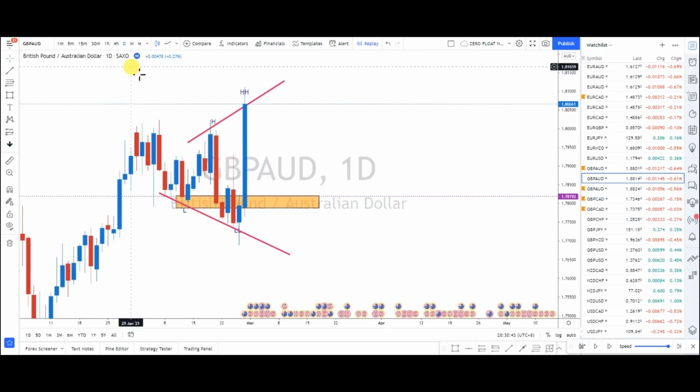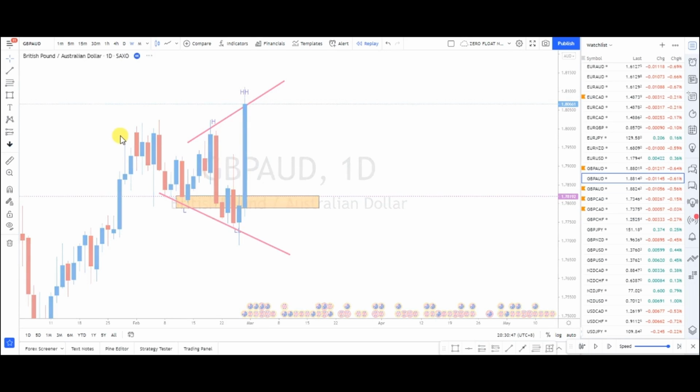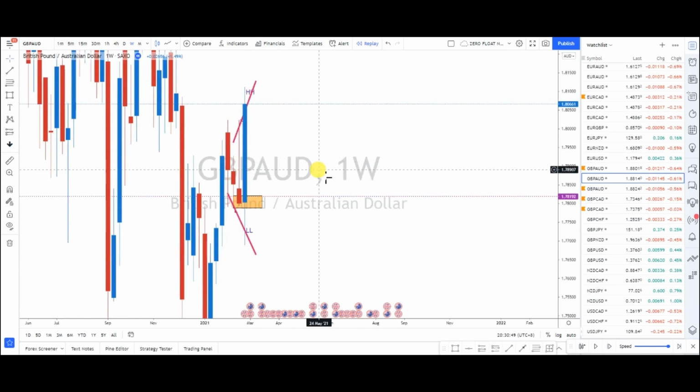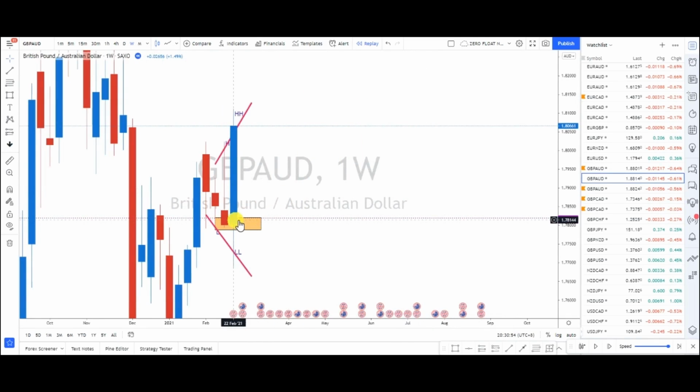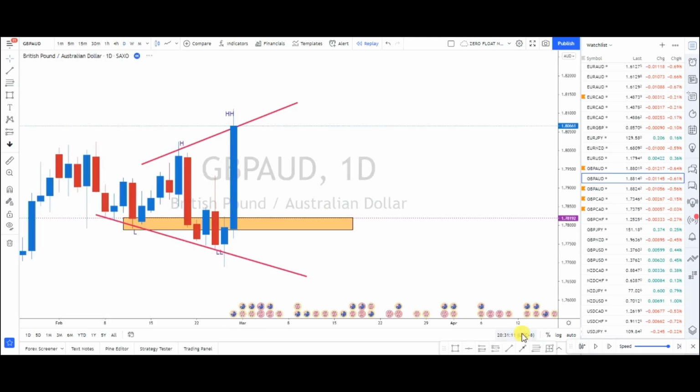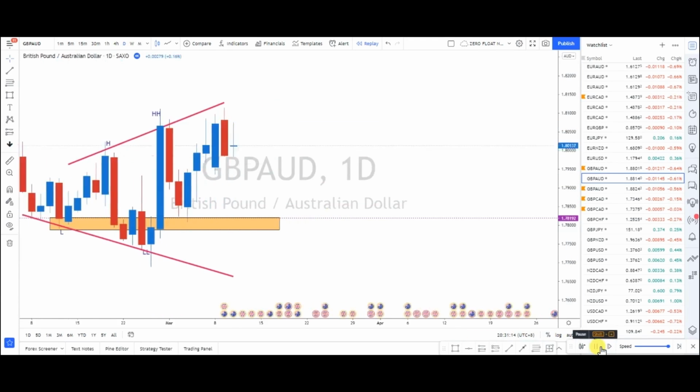Next, before we enter, what should we do? We go to the higher time frame. We need to check for confirmation. Okay, at the higher time frame, there is a bullish engulfing at the weekly time frame, and at the same time, this setup is in the engulfing candle. Therefore, the setup is still considered low risk with a strong confirmation. So let's go to the daily again and see how the price reacts.